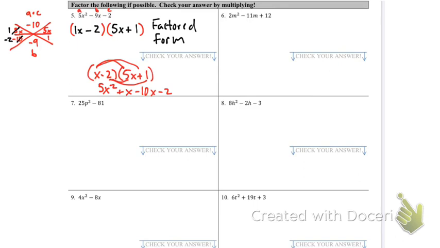And then we combine like terms. So if I combine like terms, that's going to give me 5x squared minus 9x minus 2. And then just check, is what we got here the same as this? If it is, then we factored correctly.